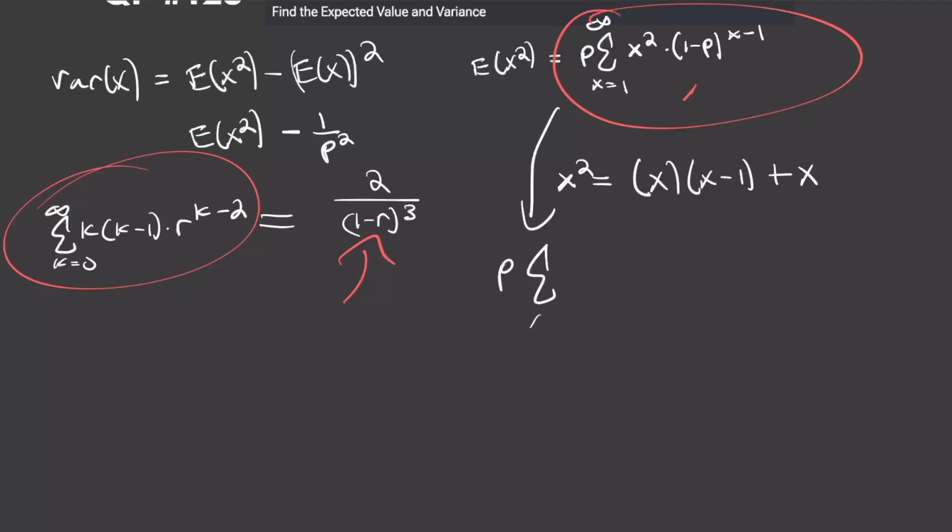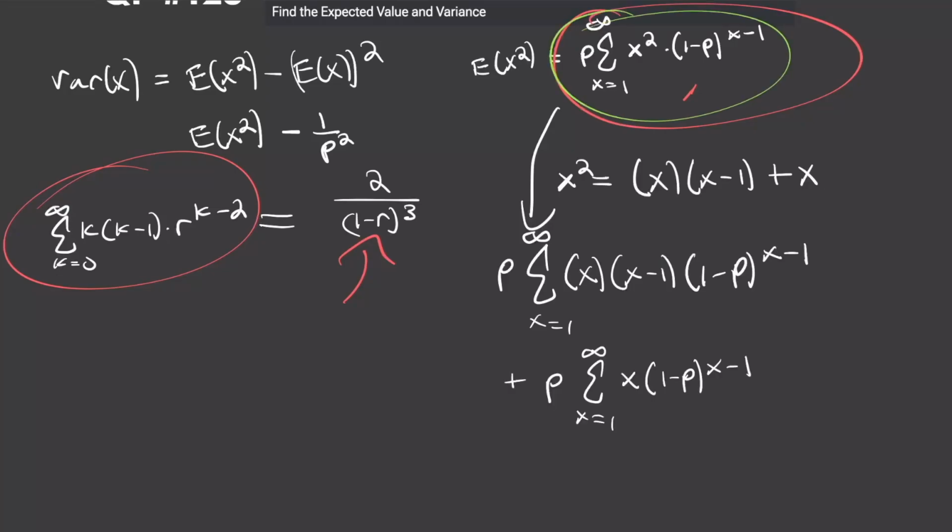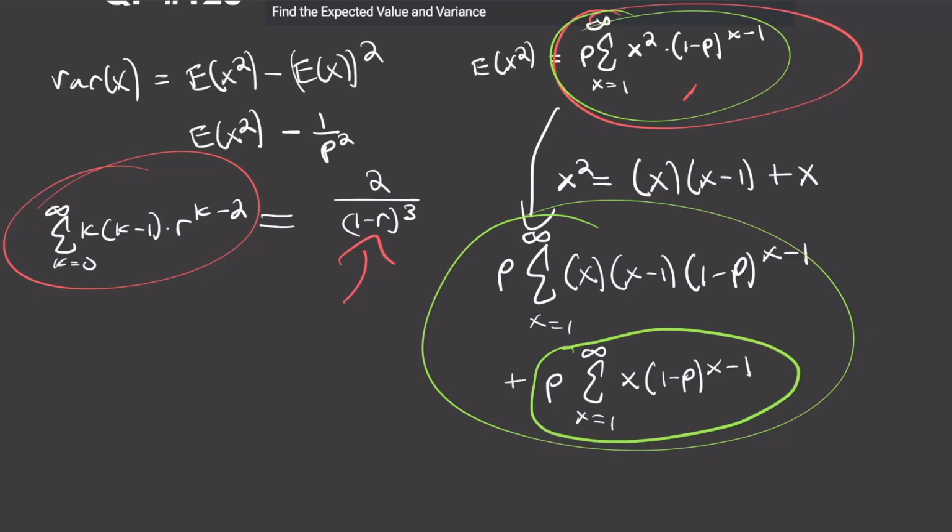p times the sum from k equals 1 to infinity of x squared, but we're replacing it with this right here, so it's going to be x times (x minus 1) times (1 minus p) to the power of x minus 1, and then we can take this x to another sum. So this term up here is equal to the sum of these two terms down here, and you'll notice that this one right here, we just did when we were taking the expected value.